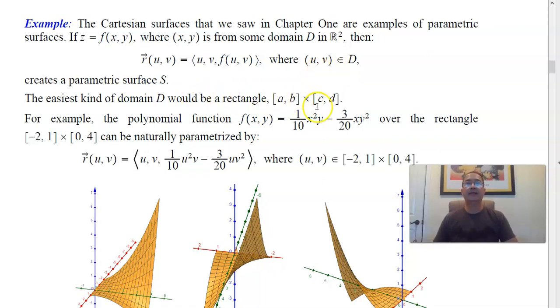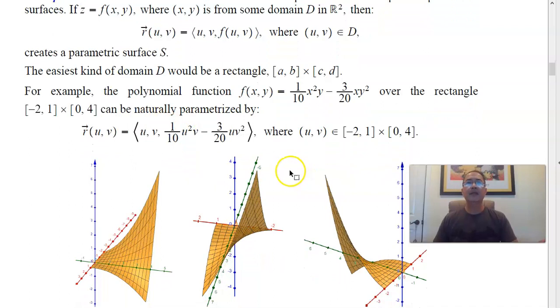So the easiest one would be a rectangle from a to b and then c to d. So here's a function in two variables. It's just a simple polynomial, and we have a rectangle for the domain. So we have this parametrization, u, v, and this function where we replace x and y with u and v, and u is from -2 to 1, and v is from 0 to 4, our chosen domain. You can, of course, play with that.